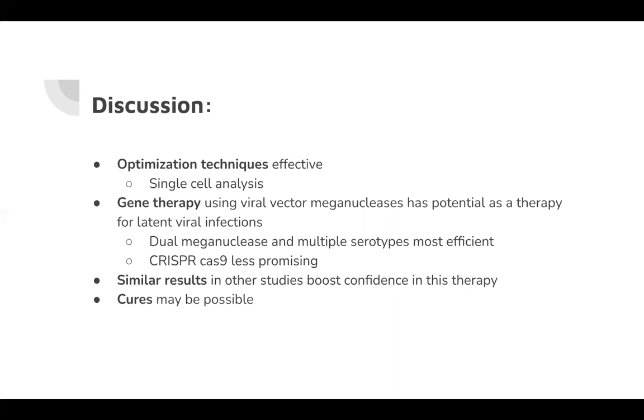This reduction is high enough to show that it could be a possibility in the future for this type of gene therapy to be effective in humans. And the results have been somewhat replicated in other studies, which have shown that similar viral vector gene therapies can reduce latent infection in mice infected with HBV or HIV. And all of this together shows that in the future, this kind of gene therapy could potentially represent a cure for latent viral infections.